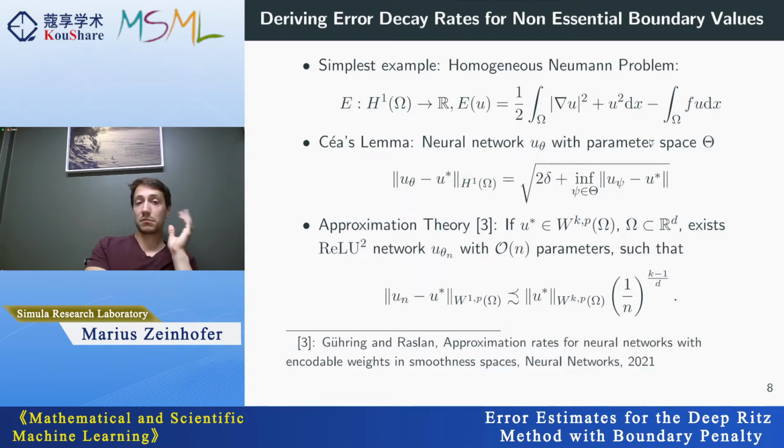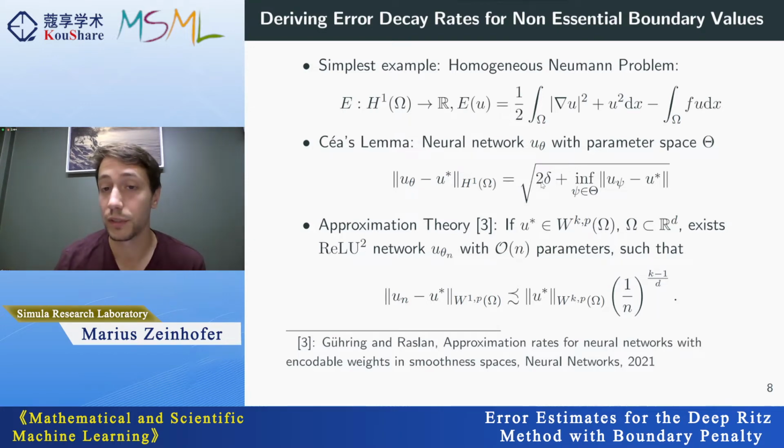For any, say you have some neural network architecture, it doesn't really matter, as long as U theta is in H1 and U star is the minimizer of this energy, then I can estimate the distance in H1 by this term here. And again, this measures how well we managed to resolve the optimization. And this here is just a question of how fast neural networks can approximate H1 functions.